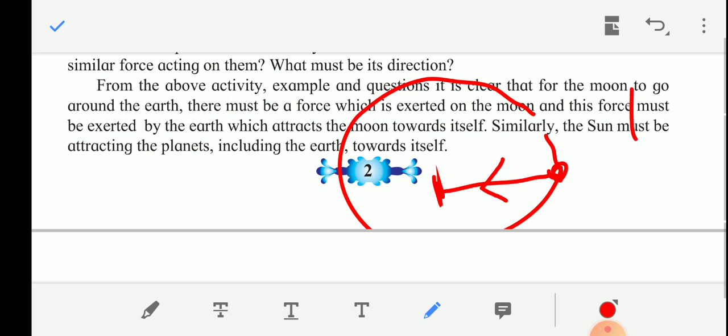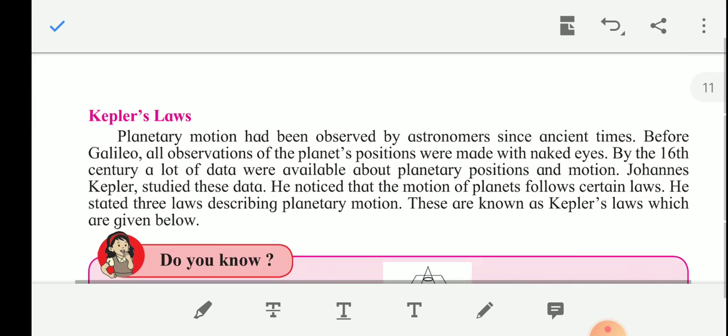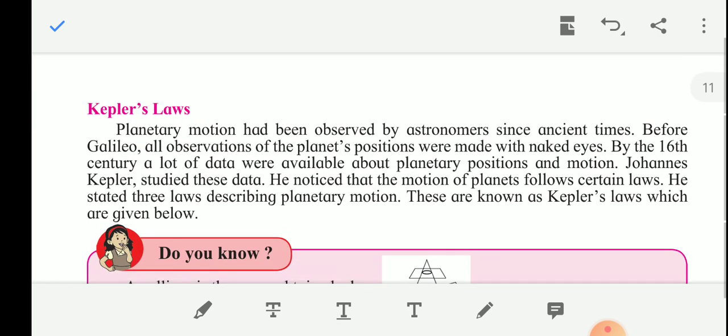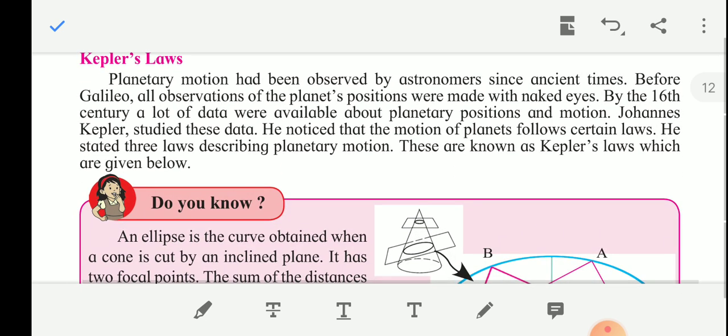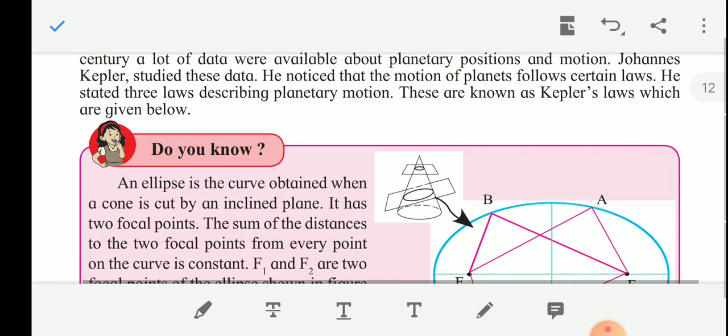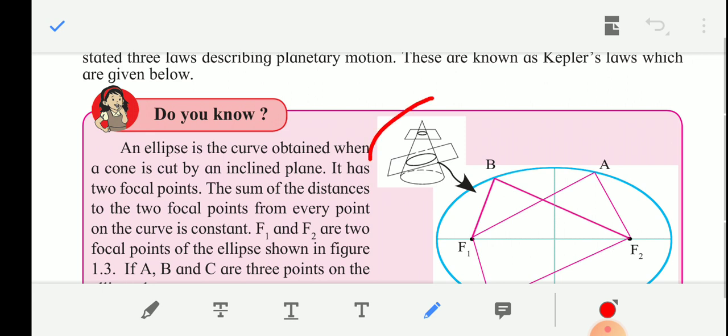Now the next part is Kepler's law, the most important law. Kepler has given three laws. For that, suppose you have an ice cream cone: just invert it and slice it. This picture will show you how it looks.